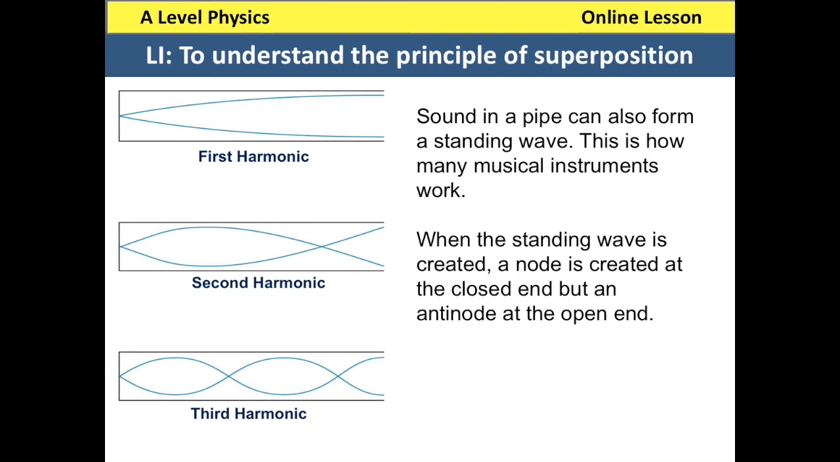So what you can see here is then, with that in mind, the first harmonic will be a quarter of a wavelength in a pipe. The second harmonic will be 3/4 of a wavelength, and the third harmonic will be 5/4 of a wavelength. So in other words, a wavelength and a quarter.